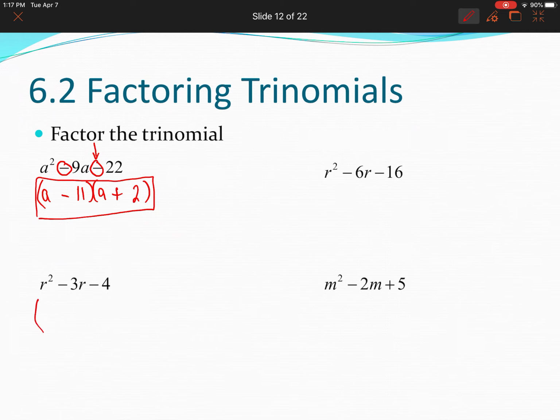Now, on the next one, same deal. R is our first term. There's not a common factor. We're looking for two numbers that multiply to give 4 that will subtract to give 3. Well, 4 and 1 subtract to give 3, and they multiply to give 4. And so the signs are different, again, because this one's negative. The biggest number gets this sign, which is negative. So the 4 is negative. Since they're different signs, the 1 must be positive.